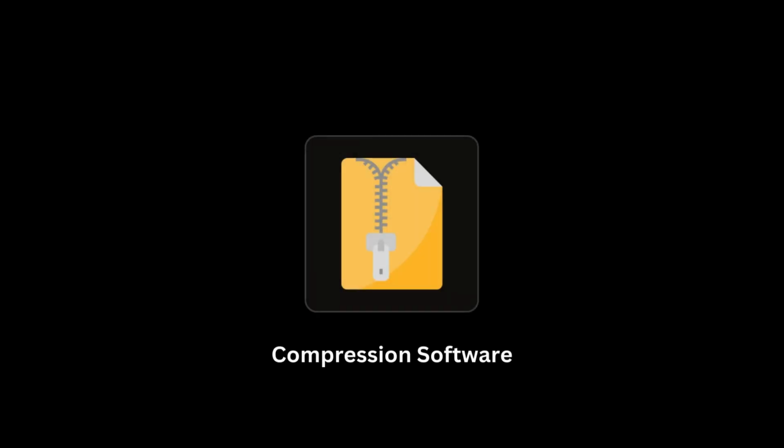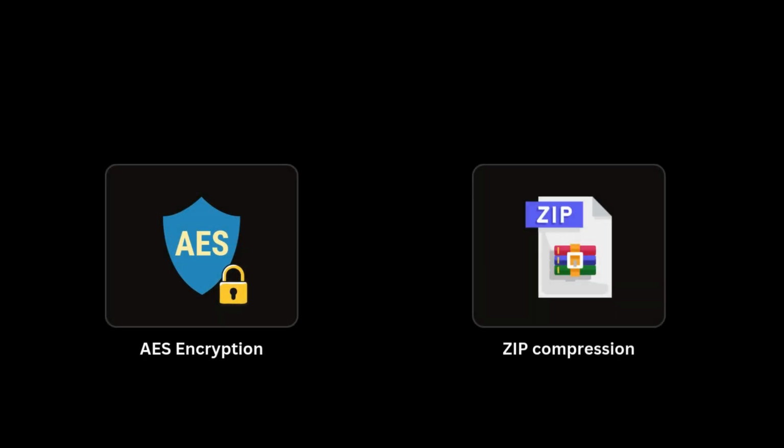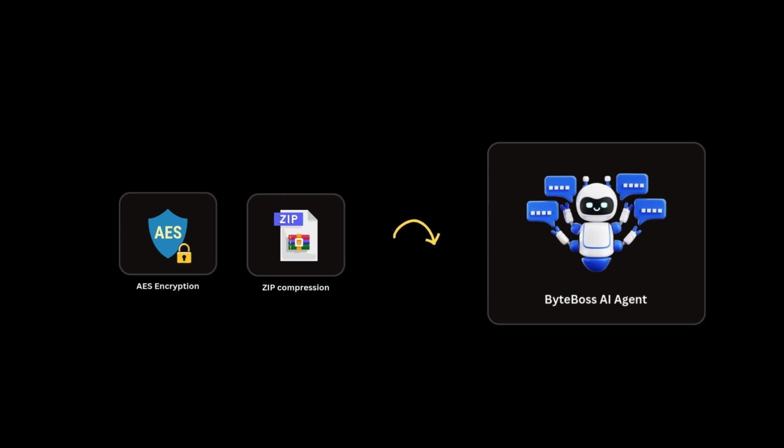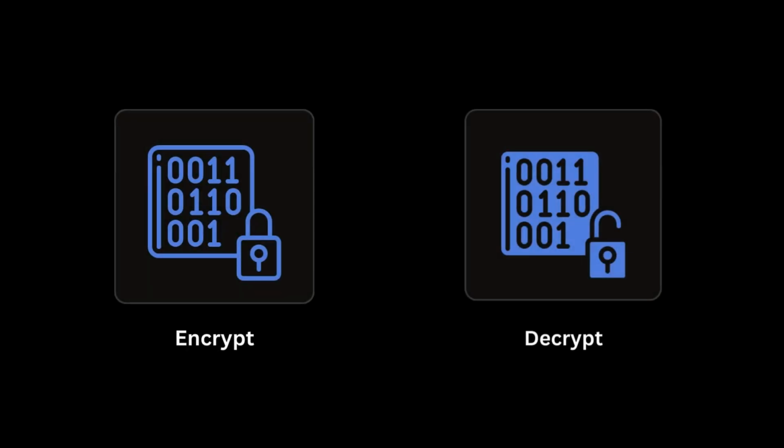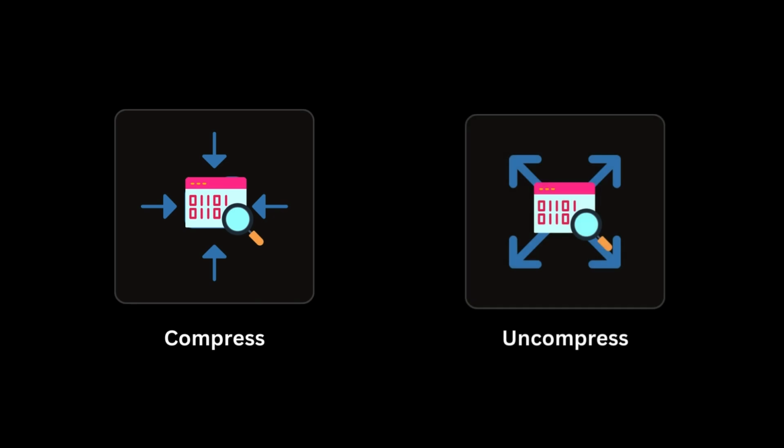After this video, we'll guide you through building compression software with encryption using AES encryption and zip compression in Python with the help of the Bitwise AI agent. This will help you to understand how to encrypt, decrypt, compress, and uncompress binary data.